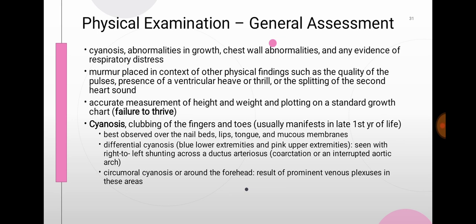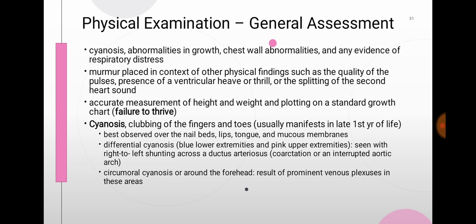So your cyanosis is best observed in your nail beds, your lips, your tongue, mucous membrane. So you can differentiate your upper and your lower extremities. That's what's fun about the pediatric patients. We get to undress them always, unlike in adults. Can you undress your adult patients? No. Okay. We can kiss our pediatric patients. If you kiss an adult patient, you'll get sued. Okay? Don't do that.